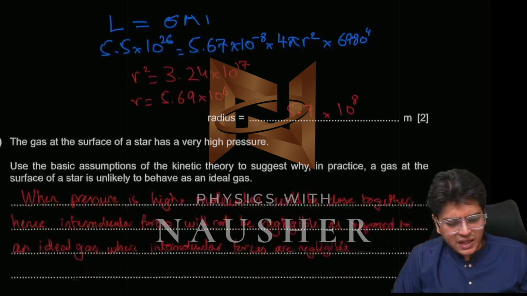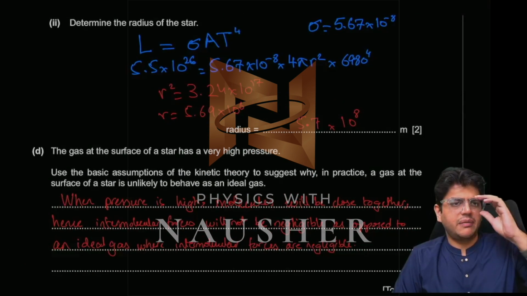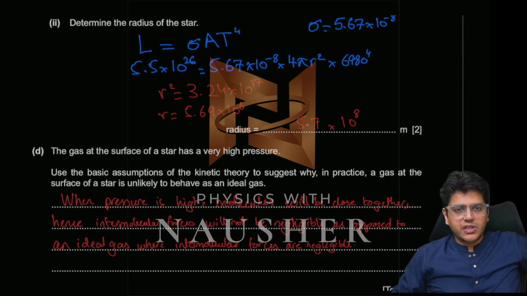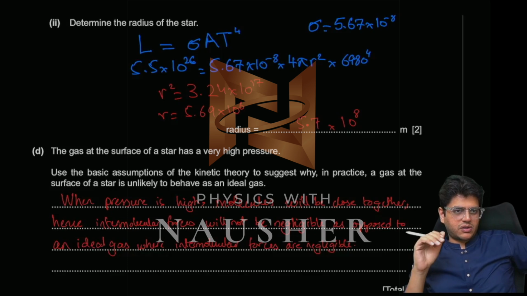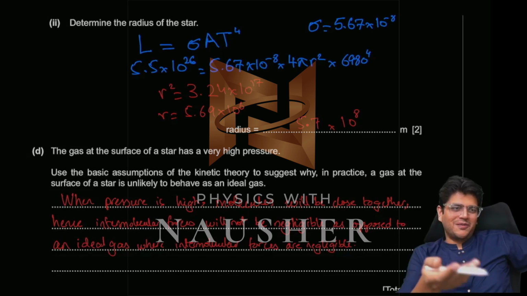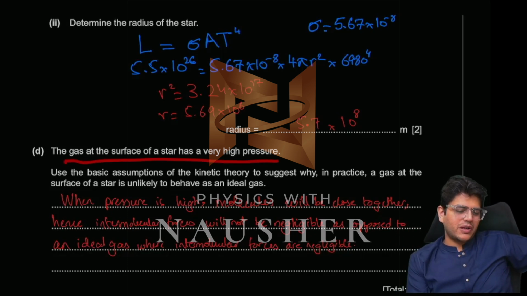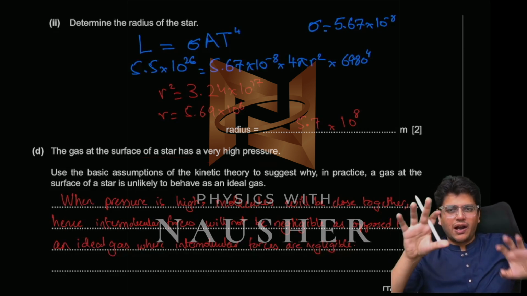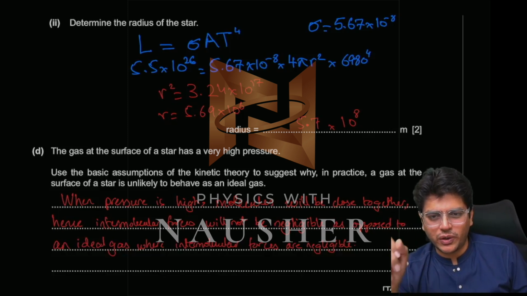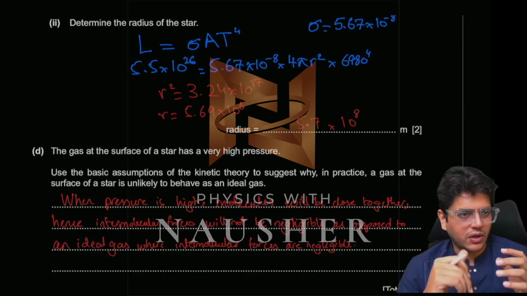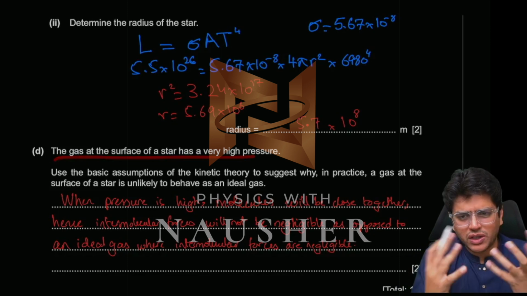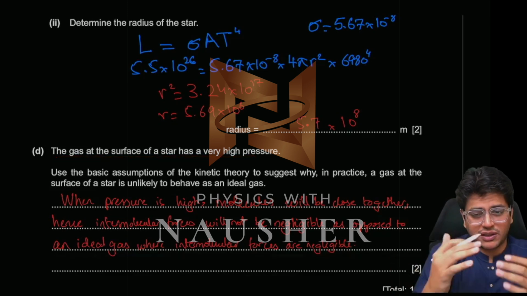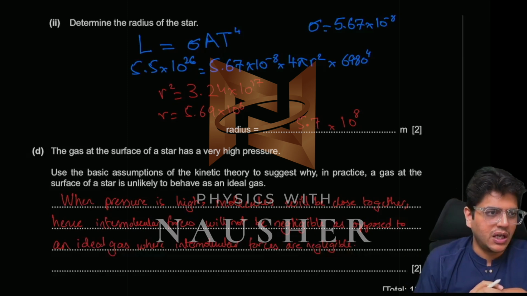The gas at the surface of a star has a very high pressure. Use the basic assumptions of the kinetic theory to suggest why in practice a gas at the surface of a star is likely to behave as a non-ideal gas. So just look at what they're assuming. A lot of kids get stuck in these last parts. So either you can get your answer through equations, or you can get your answer by looking at what they're assuming and you can challenge that assumption. If they're asking you why something, the answer lies mostly in the assumption.